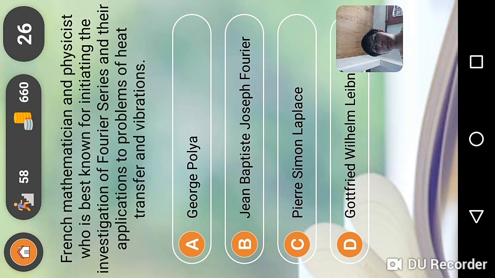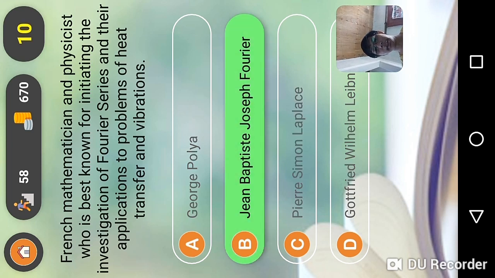French mathematician and physicist who is best known for initiating the investigation of Fourier series and their applications to problems of heat transfer and vibrations. Kay Jean-Baptiste Joseph Fourier.